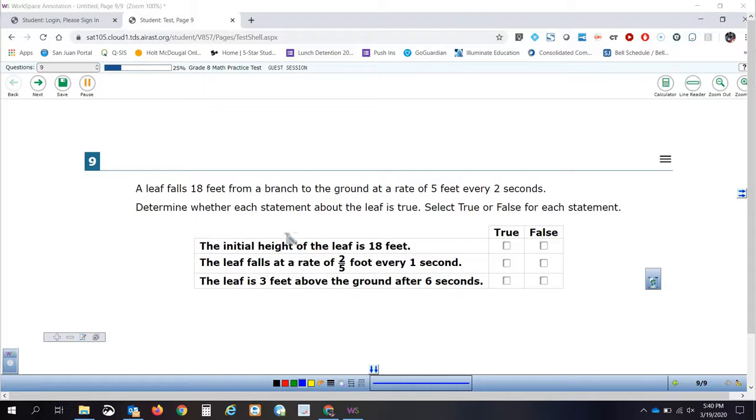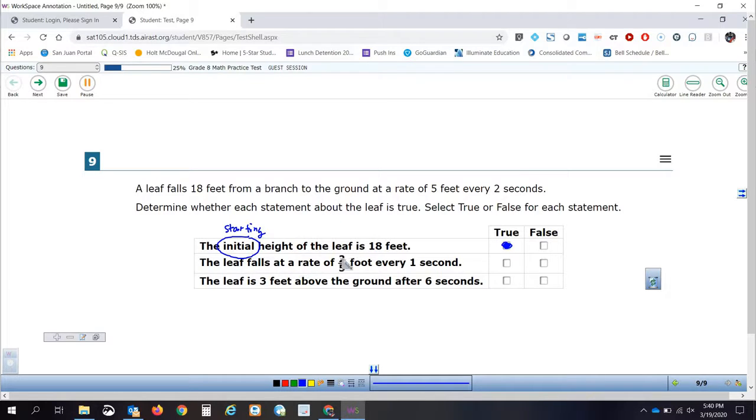So a leaf falls 18 feet from a branch to the ground. So if I were to ask you, is the initial height 18 feet? Initial is another word for starting. Does this leaf start at 18 feet? Well, it says it falls from a branch to the ground. So I'm going to say yes, that is true. It does start initially 18 feet above the ground.